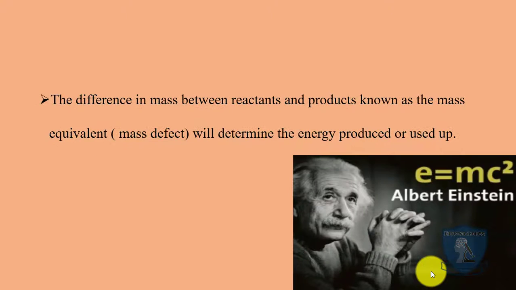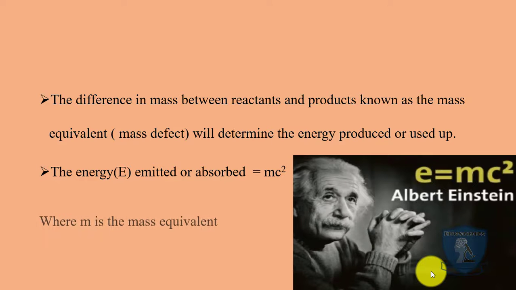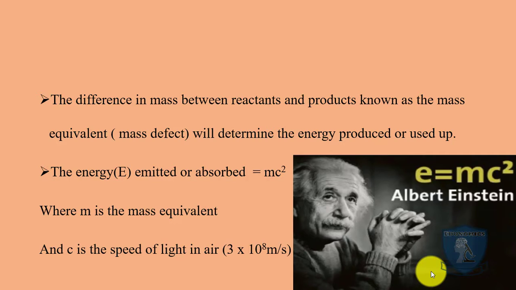Now, the difference in mass of the reactants and the product is known as the mass equivalent or the mass defect. And it will determine the energy produced or used up in the reaction. Now, the famous equation is E is equal to mc squared. And in this equation, m is the mass equivalent and c is the speed of light, which is 3 times 10 to the 8th meters per second.